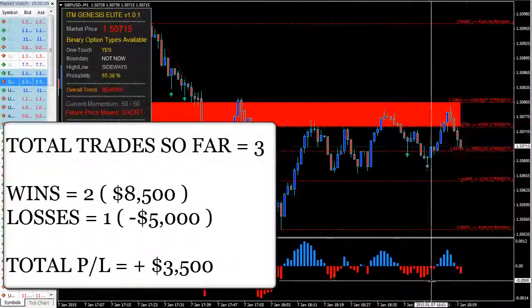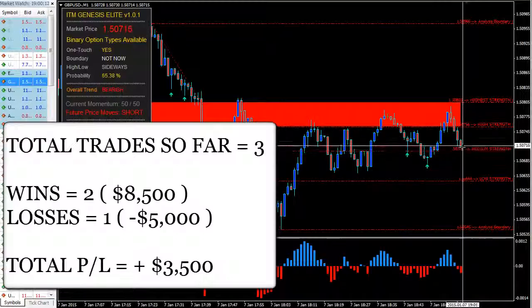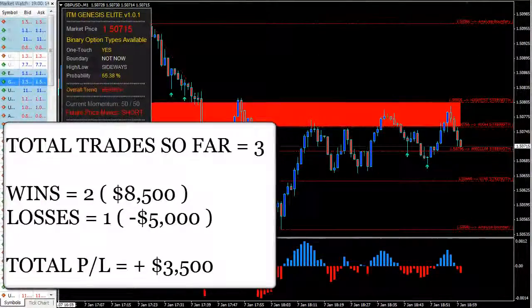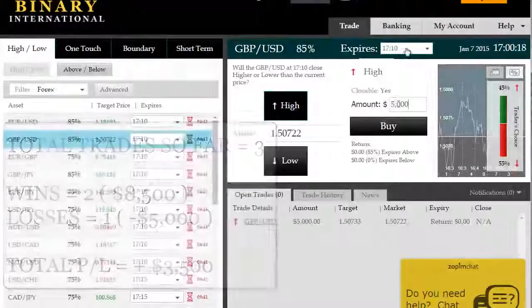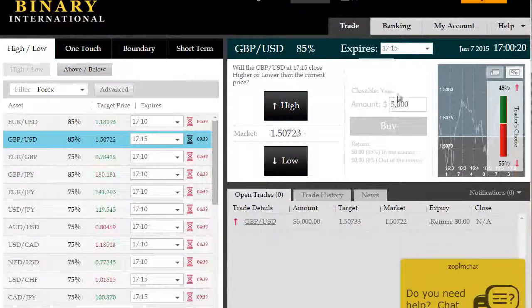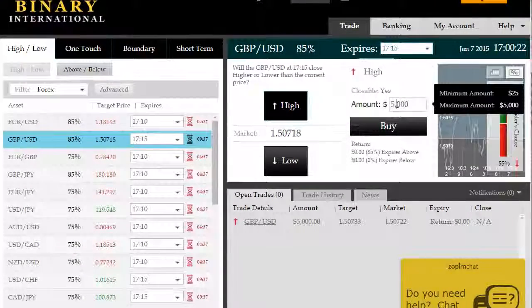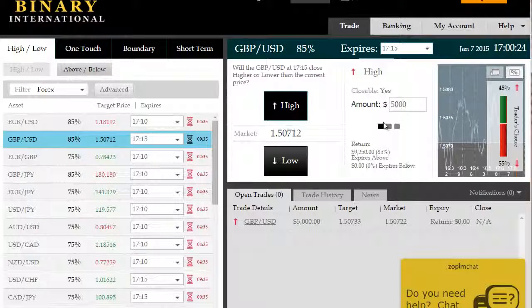Failures are absolutely normal. We're still looking at bulls being in control according to Smart Money, so we're going to shoot for another breach trade to the long side here immediately following this failed trade. $5,000 invested, again a 15-minute opportunity. Expiring at 17:15 hours here GMT.